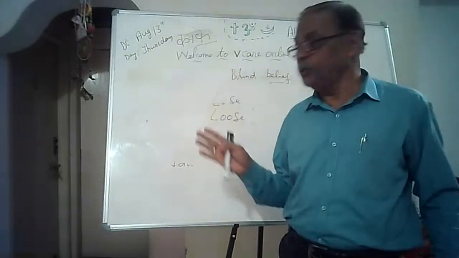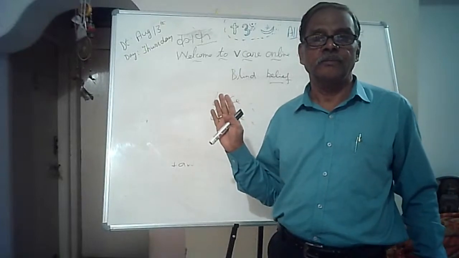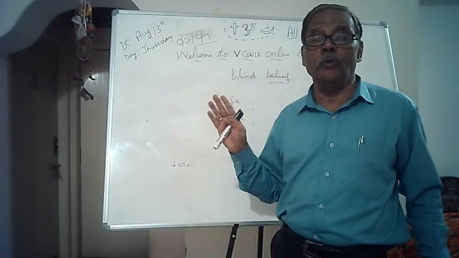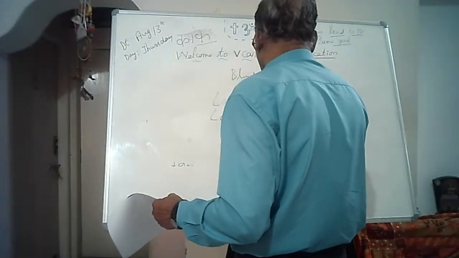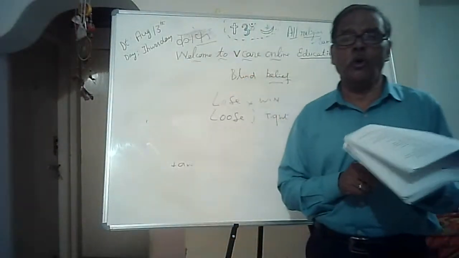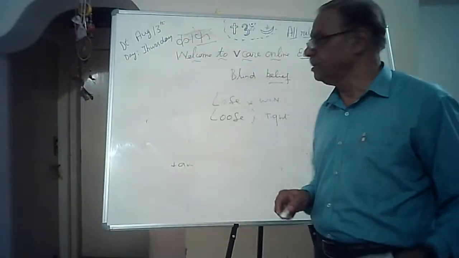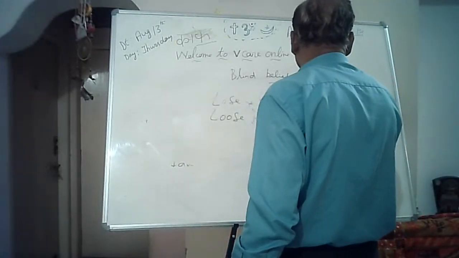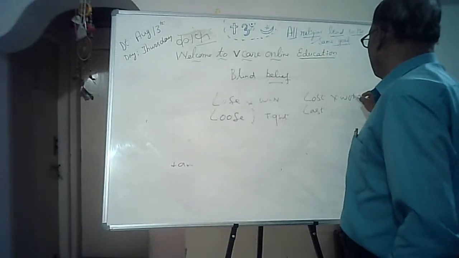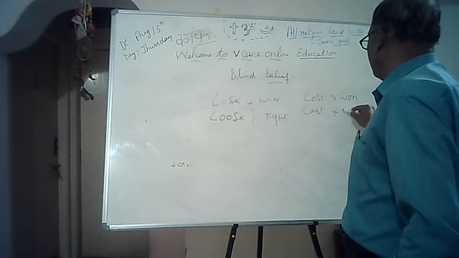It seems the same, but still most of the students will make mistakes. Instead of writing this lose, they are writing this loose. Loose is the opposite of tight, T-I-G-H-T, tight. Lose is the opposite of win. If you don't play well, you lose the match. Something like lost, L-O-S-T, lost. One more thing is there: the opposite of lost is won. The opposite of lost is first.